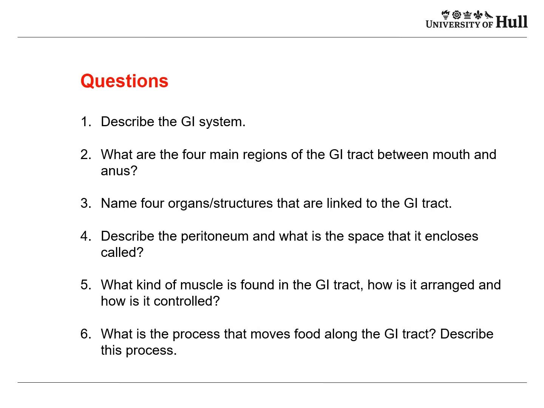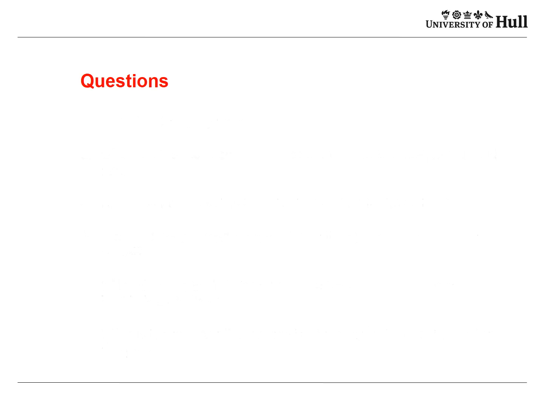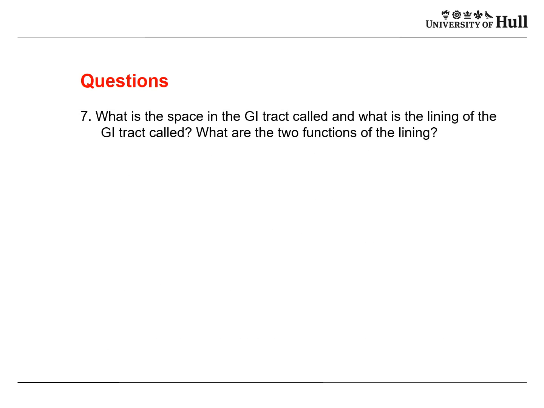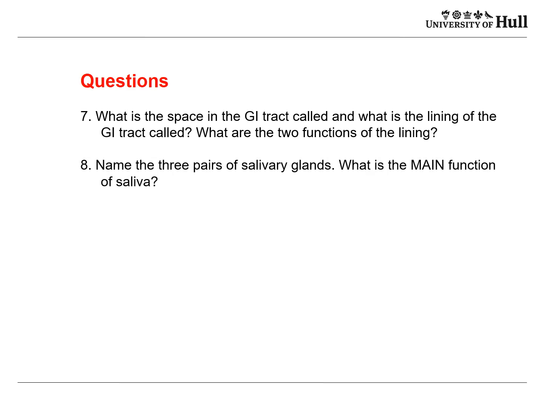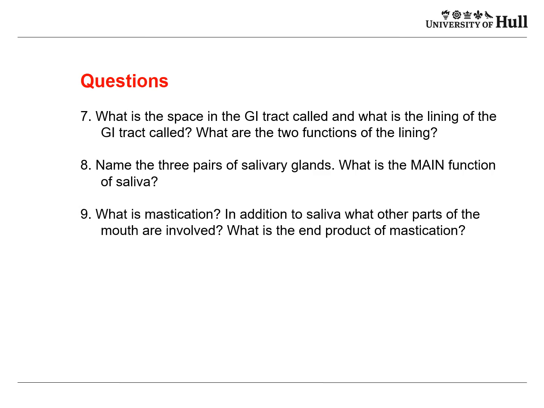6. What is the process that moves food along the GI tract? Describe this process. 7. What is the space in the GI tract called and what is the lining of the GI tract called? What are the two functions of the lining? 8. Name the 3 pairs of salivary glands. What is the main function of saliva? 9. What is mastication? In addition to saliva, what other parts of the mouth are involved? What is the end product of mastication?